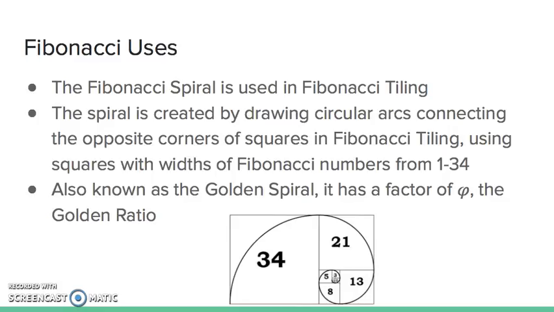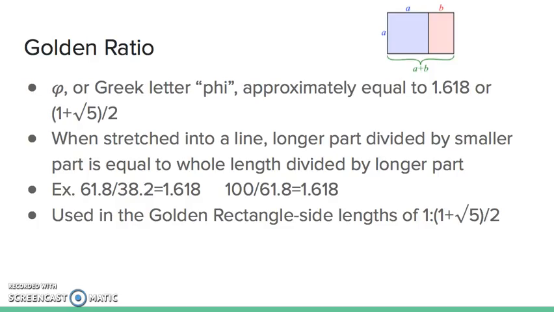And it's also known as the golden spiral because it has the factor of phi, which is the Greek letter, and it's also known as the golden ratio. And the circular arcs of the golden spiral curl at this ratio. So more about the golden ratio. Phi, that symbol or the Greek letter phi, is approximately equal to 1.618, or more completely 1 plus the square root of 5, and then all over 2.